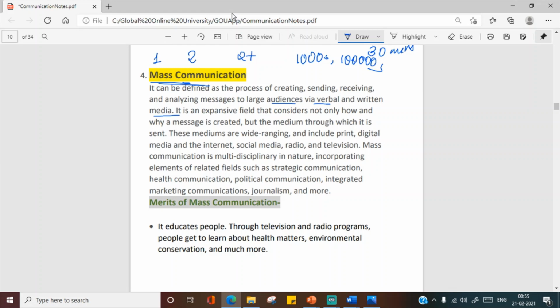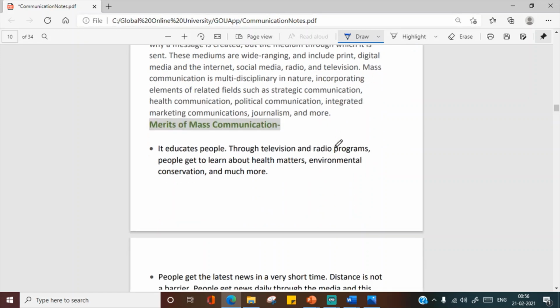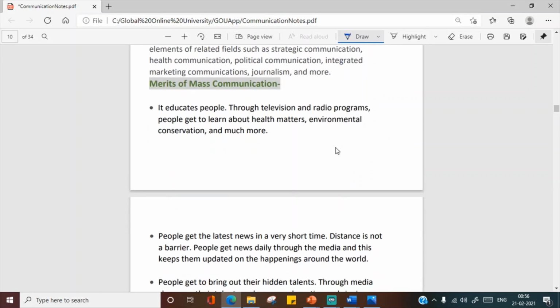Mass communication can involve your print media. Print media is your newspapers, your magazines, your journals, and the latest technologies like the internet and smartphones. These are also a kind of mass communication media. The merits of mass communication: it educates people. Very true. There is news, there is Discovery Channel, National Geographic. All these channels help to educate people to learn about health matters, environmental conservation, and much more.